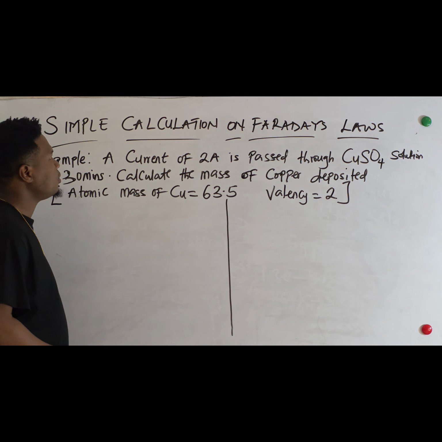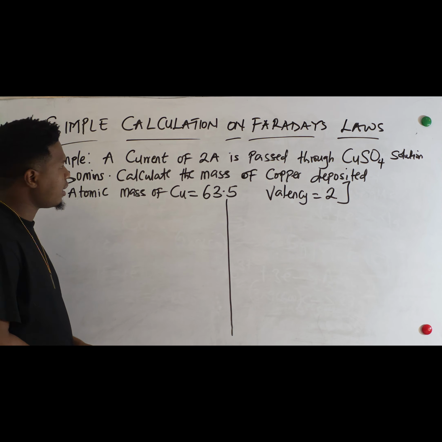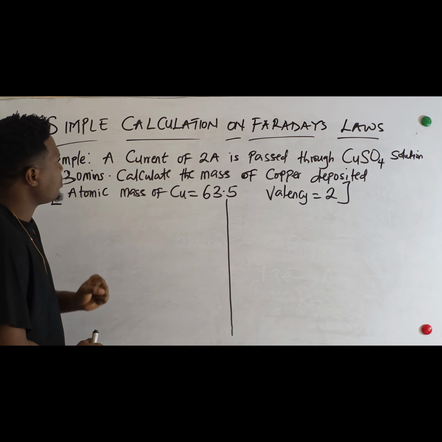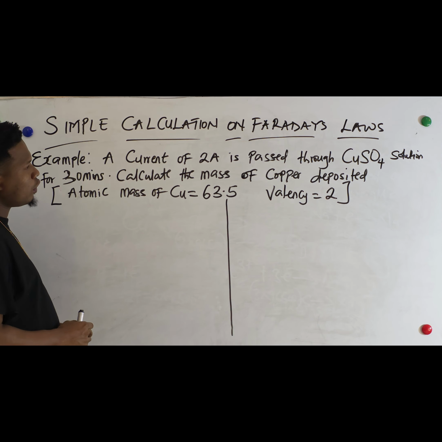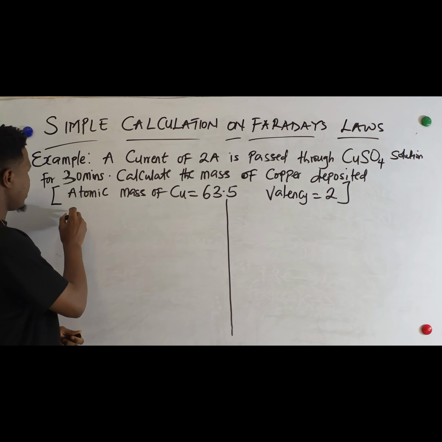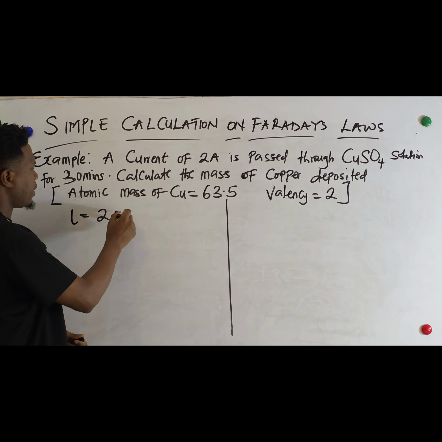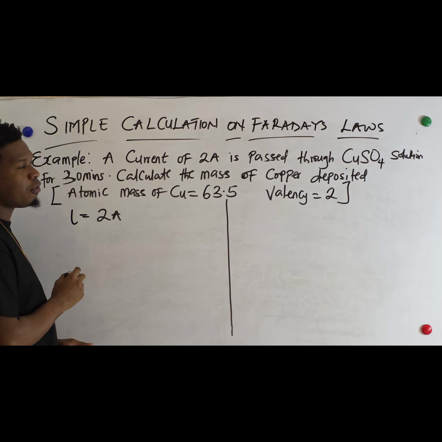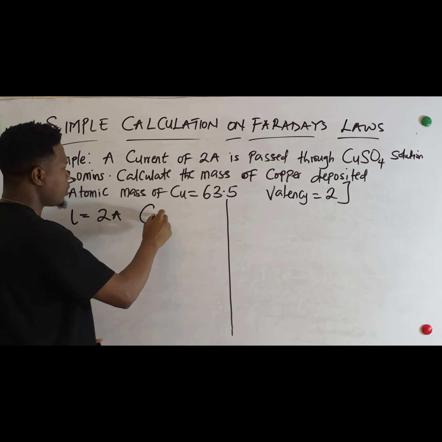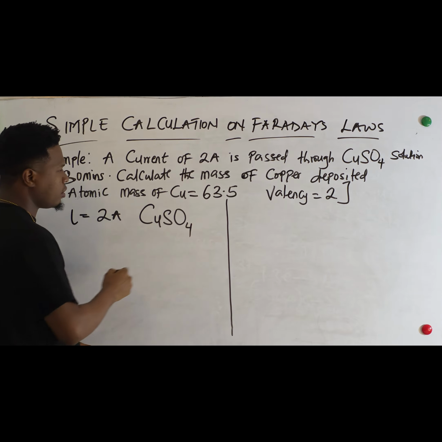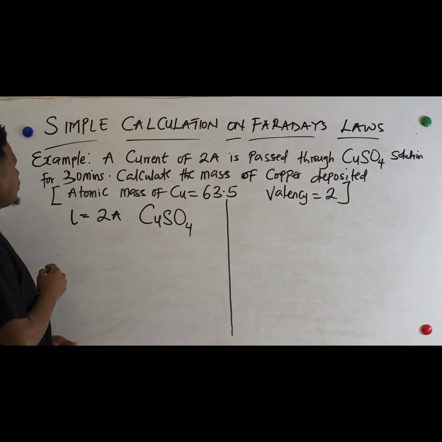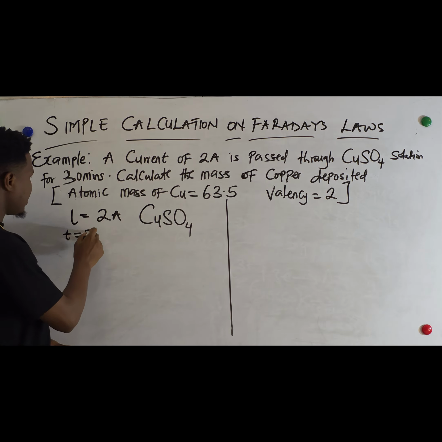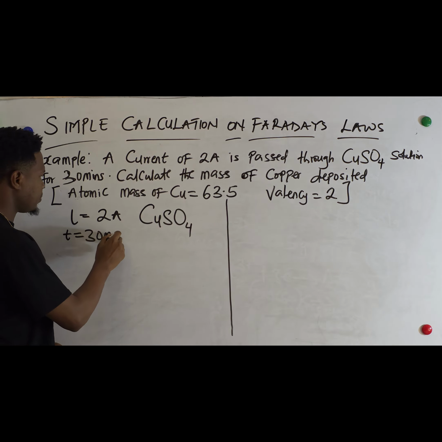Let's look at an example on simple calculations involving Faraday's laws of electrolysis. A current of 2 amperes was passed through a copper sulfate solution for 30 minutes.